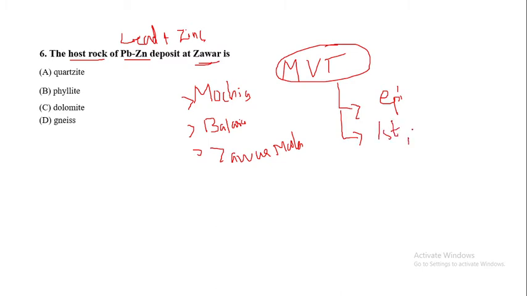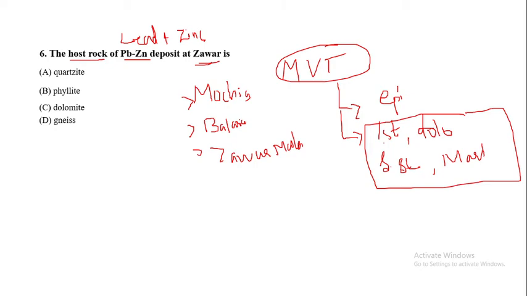Then dolomite is also present. Then sandstone is present, and marl is also present as host rock. That is limestone, dolomite, sandstone and marl. So these are specialties of MVT, the Mississippi Valley type deposit. The Sawa deposit is an example of MVT, so from this knowledge we know that these four will be the host rock for an MVT deposit.